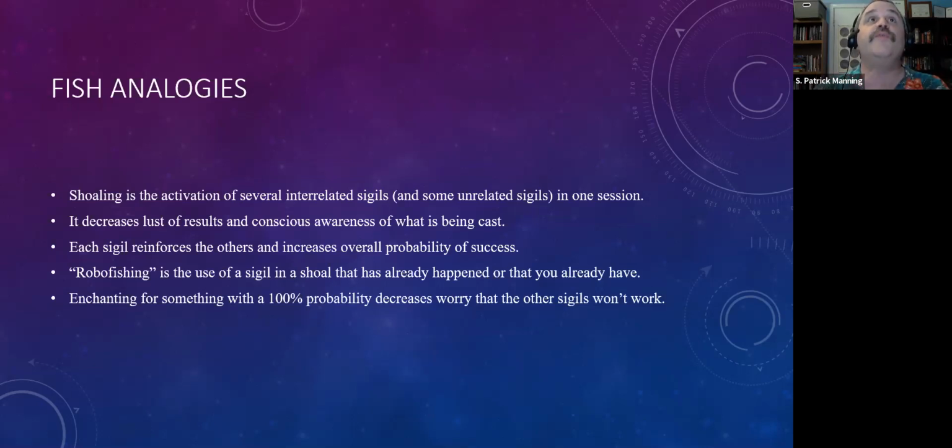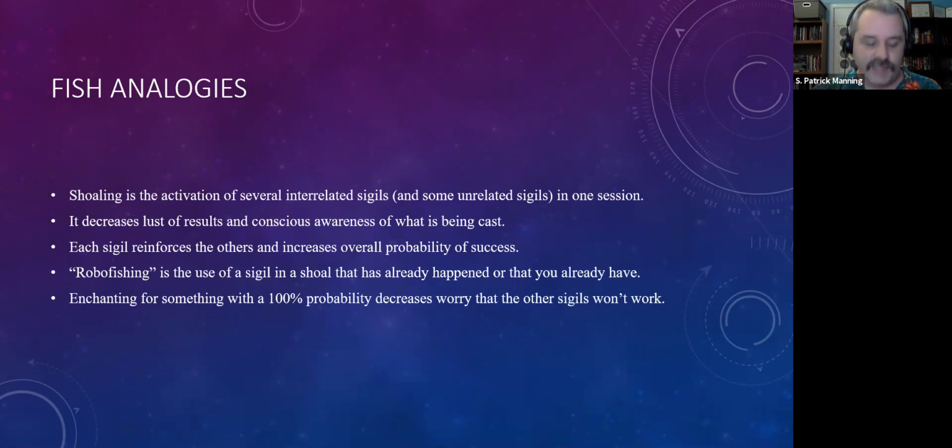That will improve the overall probability that they all work. As one happens, it increases the odds that all the others will happen, and then they all interact with each other and improve on the probability of everything else happening. So it also decreases the lust of results and your conscious awareness of what is being cast. And that's a technique that happens because if you've got 5 or 6 sigils that you're casting at once, you're not going to remember which one is for which part. And that actually improves your chances of it happening.